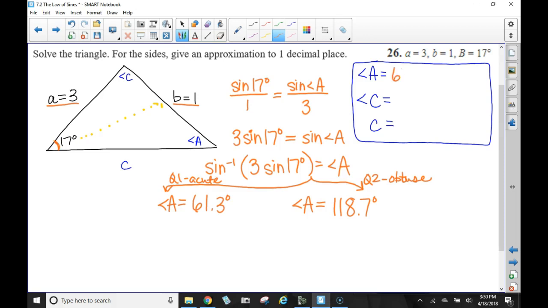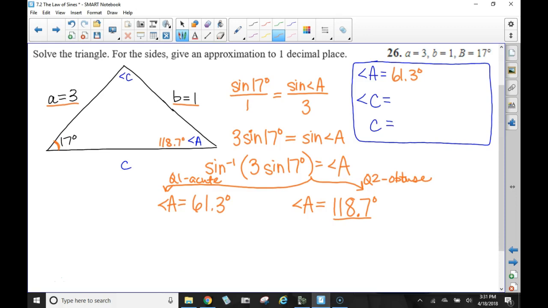I for sure like the 61.3 degrees, but then I also don't know if a second triangle exists here that has an obtuse angle of 118.7. Well, let's go in here and let's see if that is even a possibility. Now, if I come along here and I label angle A with the 118, let's look at it first.